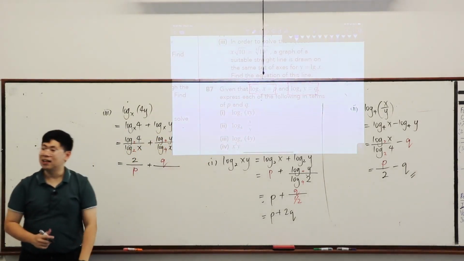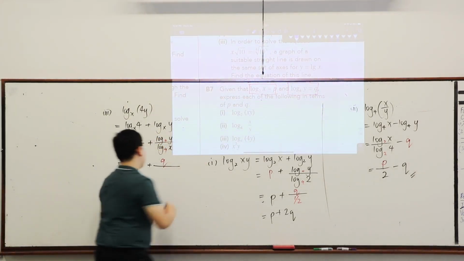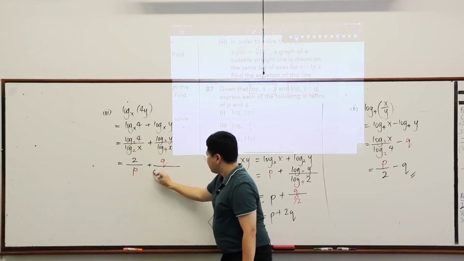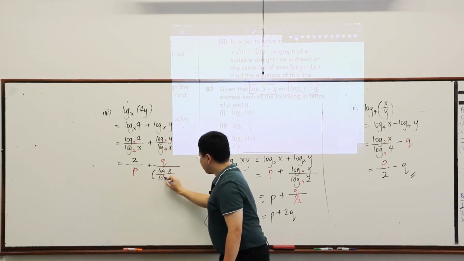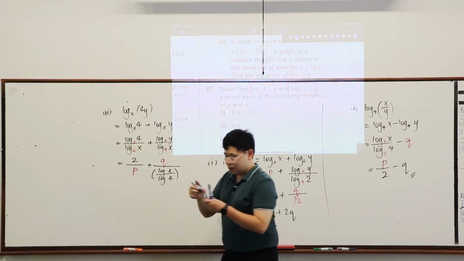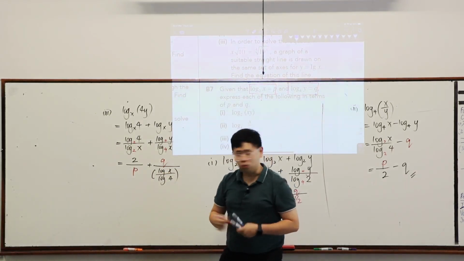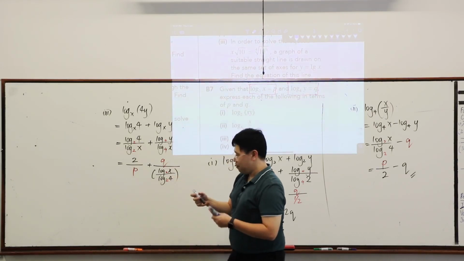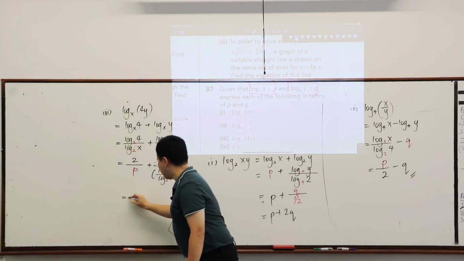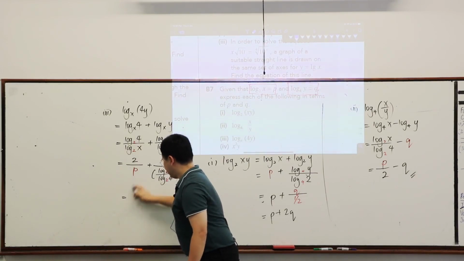I change my base again. Can change base again. So how do I change base again? I will have a log x above. I have a log 4 below. Change to the base that I want, which is base 2. So change to base 2, like this. Okay? So now we are dealing with a 3-layer cake.